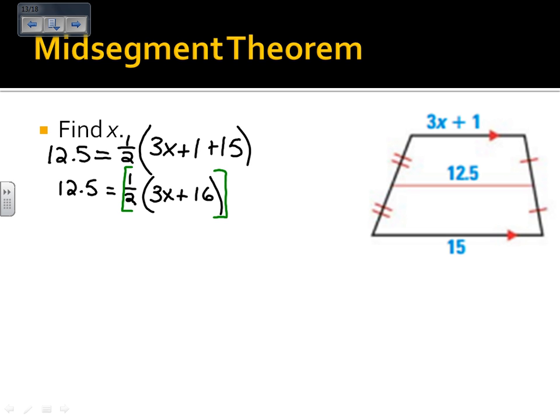So if I want to get rid of the half, I need to multiply by 2. And whatever you do to one side, you have to do to the other side. Does this make sense that we're doing the opposite here? So what's going to happen is that your 2 will cancel out completely with the half.